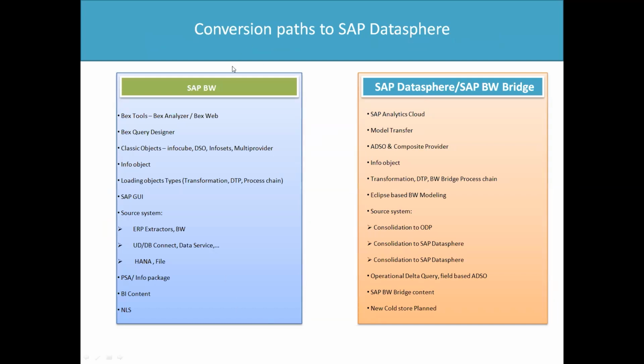Here are the conversion paths to the SAP Datasphere. Whenever we have the BW system, we have many options or functions available. So what would be the new options in the Datasphere? For BEx tools, reporting tools like Analyzer or Web, we'll have SAP Analytics Cloud, SAC. Query Designer will have something like Model Transfer. For classic objects, we have InfoCubes, ODS or DSOs, MultiProviders, InfoSets. Those will be the ADSOs and the CompositeProvider. InfoObject would be the InfoObject. And loading objects like transformations, DTP, and process chains.